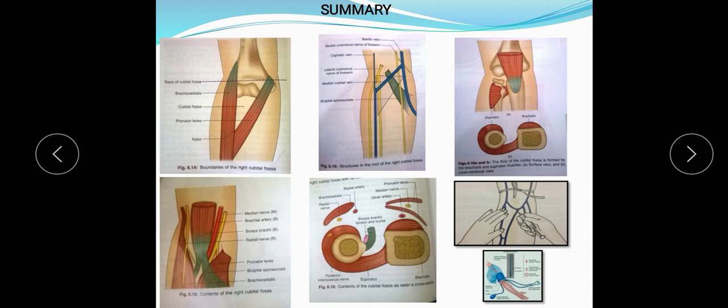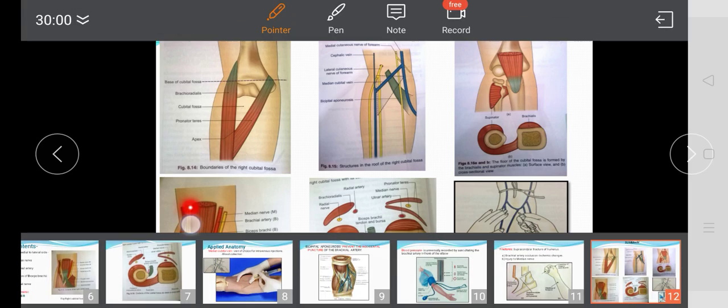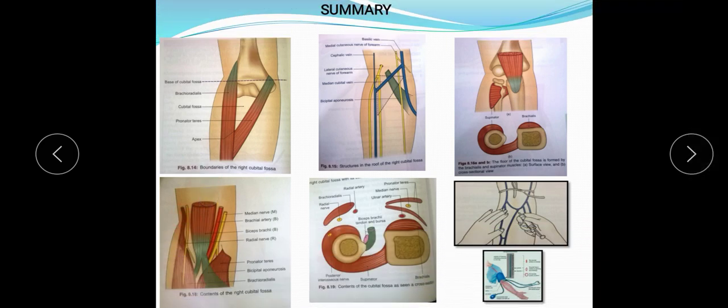Then the contents are remembered by the mnemonic MBBR from medial to lateral side. This is the median nerve. This one is the brachial artery. This is the tendon of biceps. This one is the radial nerve.